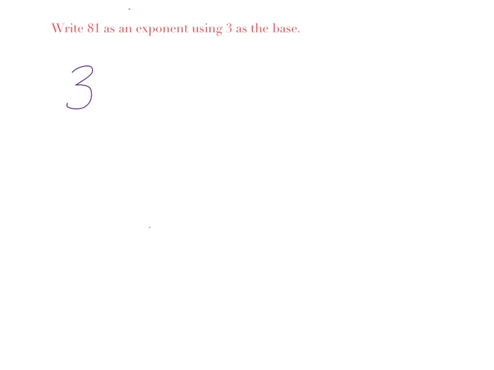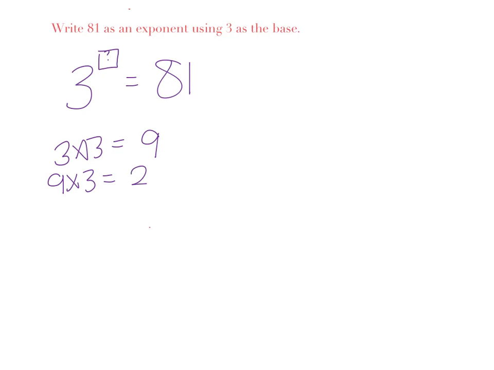Oops, that looks like a 0. Sorry, it's supposed to be like a little square. What am I going to put right here to make it equal to 81? That's the real question. How many times do I multiply 3 to get 81? So let's go ahead and try this. 3 times 3 gives me 9. 9 times 3 gives me 27.